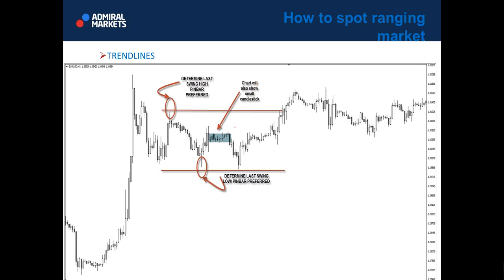Charts show smaller candlesticks. These candlesticks have no volume. And when I refer to volume in the Forex market, I refer to tick volume. We can see that this is a very low volume here, a very low number of buyers and sellers. And in this range, there is also another confirmation that this is the range.